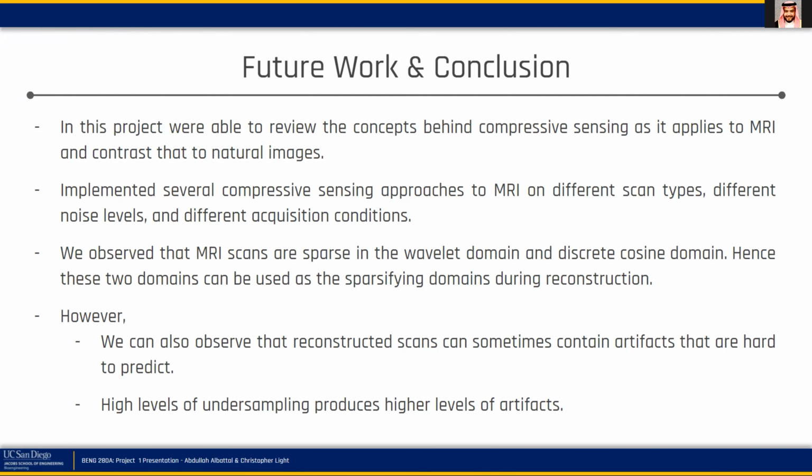To conclude, in this project, we were able to review the concept behind compressive sensing as it applies to MRI and contrast that to natural images, and implement several compressive sensing approaches to MRI in different scan types, different noise levels, and different acquisition conditions. We observed that MRI scans are sparse in the wavelet domain and discrete cosine domain. Hence, these two domains can be used for reconstruction. However, especially if you do a lot of undersampling, there are a lot of artifacts, and that should be taken carefully for any diagnostic work.